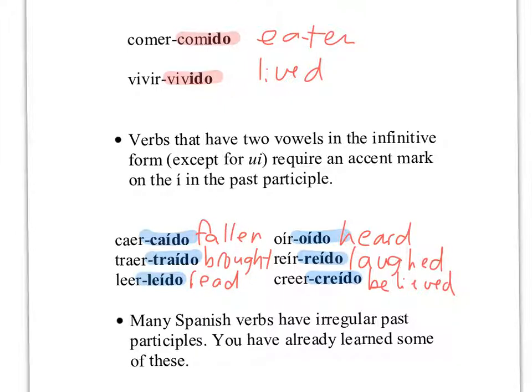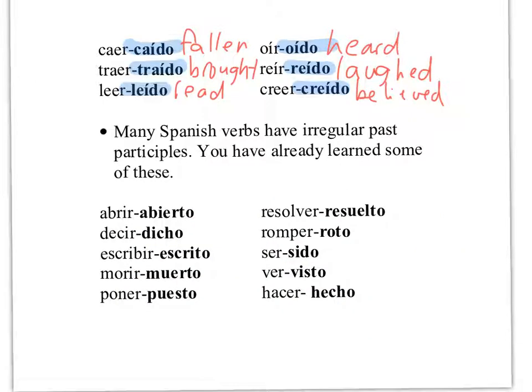Many Spanish verbs have irregular past participles. You have already learned some of these. Here are a few examples. Abrir, abierto, opened. Decir, dicho, said. Escribir, escrito, written. Morir, muerto, died. Poner, puesto, put. Resolver, resuelto, resolved. Romper, roto, broken. Ser, sido, been. Ver, visto, seen. And hacer, hecho, which is done.